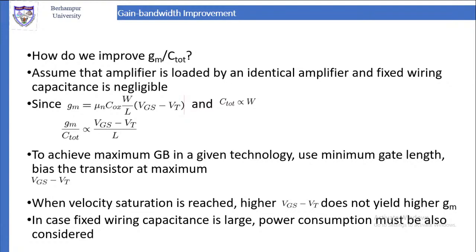Assume that the amplifier is loaded by an identical amplifier. So if the first amplifier has characteristics A, the second amplifier also has the same characteristics A. That is what is called an identical amplifier. Loaded means that instead of putting the output of the amplifier to a load RL, replace the RL by another amplifier at the output.